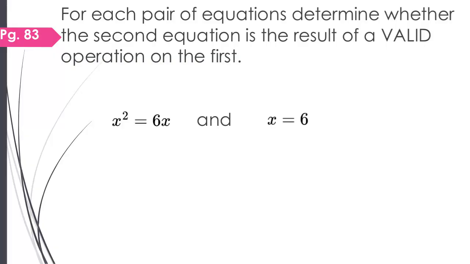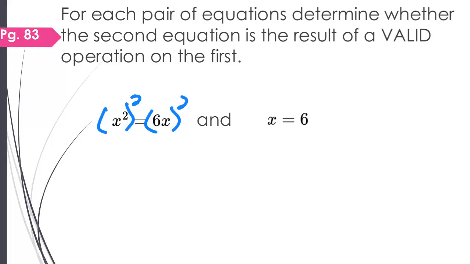X squared is equal to 6 times x. What could I do to that one, if anything, to give me the second equation? Square. Square what? The x squared and the x. You want me to square the x squared and the 6x? Yeah. So you want me to square it? No, not square that. Well, no, okay.